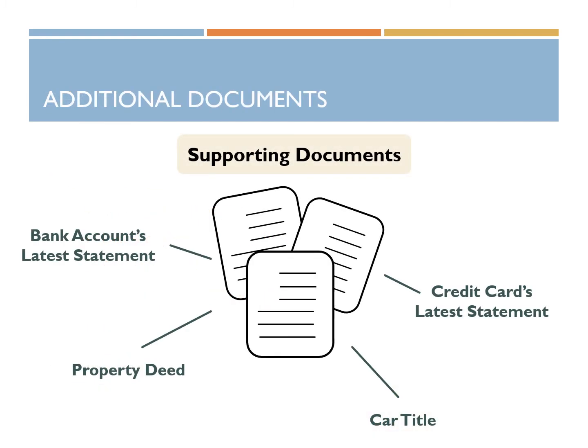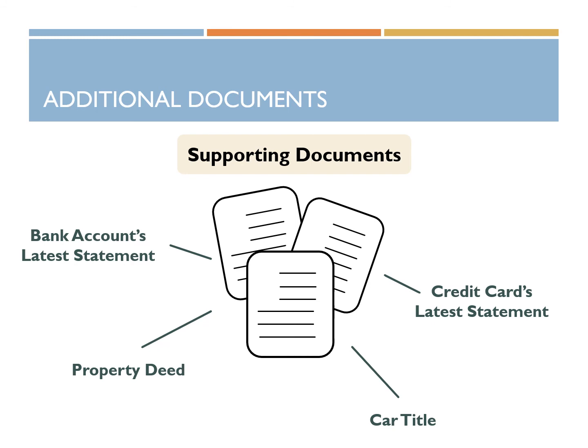In addition to the court forms you will fill out, you will need to serve your spouse with some additional documents. For every item you list on your property declarations, you need to include some form of proof. We call these supporting documents. For example, for every bank account, retirement account, or credit card you list, you need to provide a copy of the latest statement. For any vehicles, you need to provide a copy of the title. These are just a few examples.